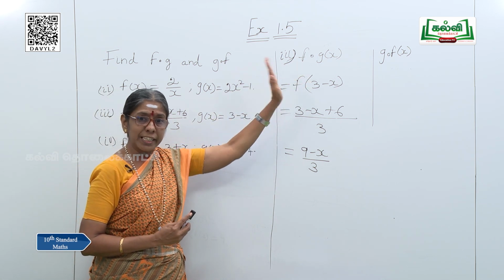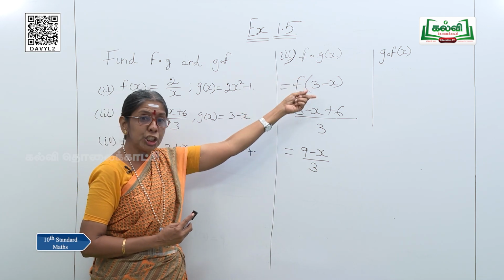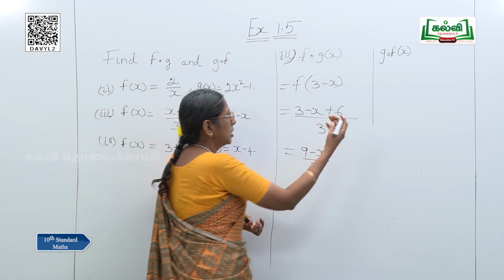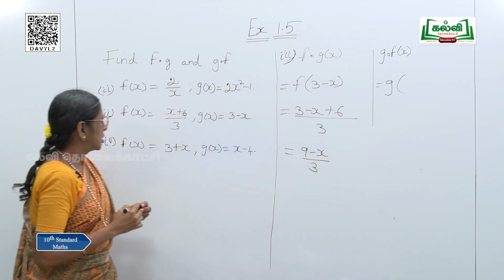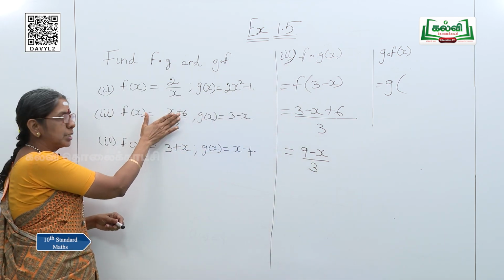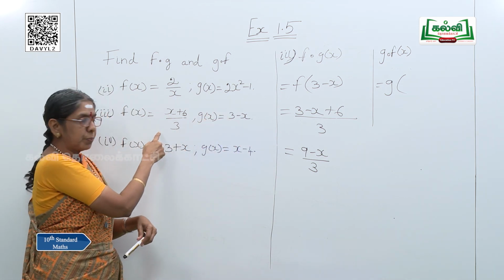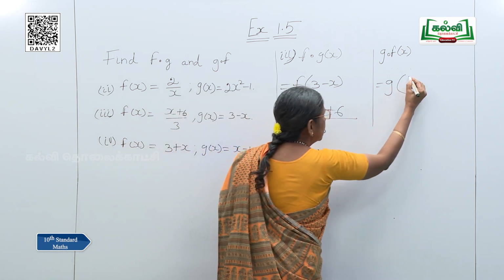Now, we have to do the second part of the same sum. What is the second part of the same sum? g of f of x. So, here the next step will be g of f of x. What is f of x in this sum? x plus 6 by 3. So, in the place of f of x, you have to replace x plus 6 by 3. Do you get it?